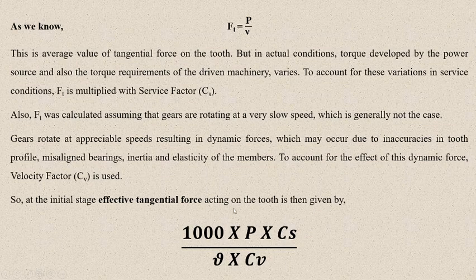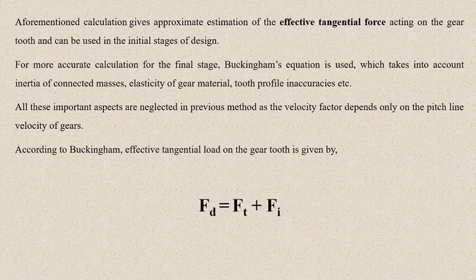So for the precise calculation, we have to focus on the final stage, as we are using the Buckingham equation for the final stage design, because this Buckingham equation considers many more parameters instead of velocity factor, like inertia of connected masses, elasticity of gear material, tooth profile inaccuracies, etc. At last we will get the effective load on the gear tooth, that is Fd equal to Ft plus Fi. Here Ft is the tangential load and Fi is the incremental load due to dynamic action, and Fd is the effective load at the final stage.